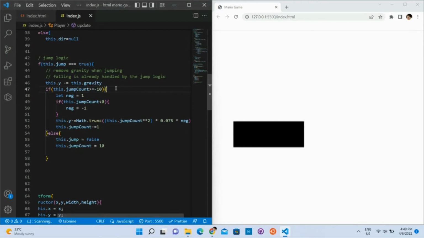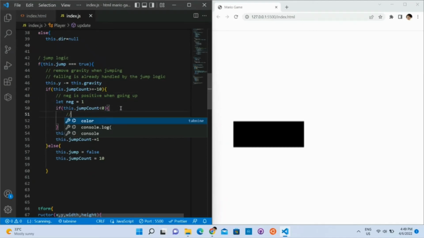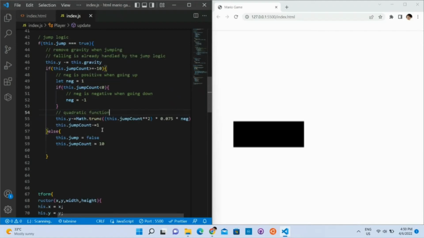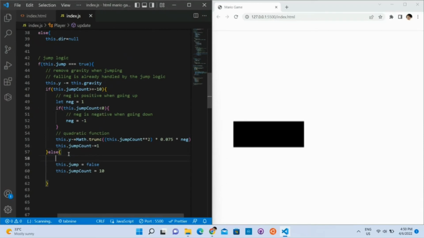The value will be positive when going up and negative when going down, so we will know when to add and when to subtract the Y position. This line full of calculation here actually simulates the shape of the graph for a quadratic equation. If you have studied mathematics at a higher level, then you will probably know about it.